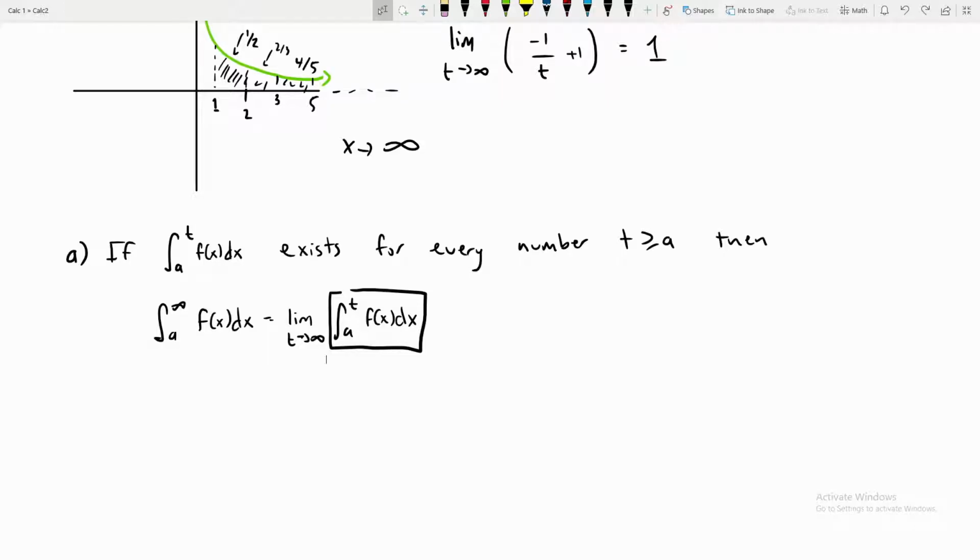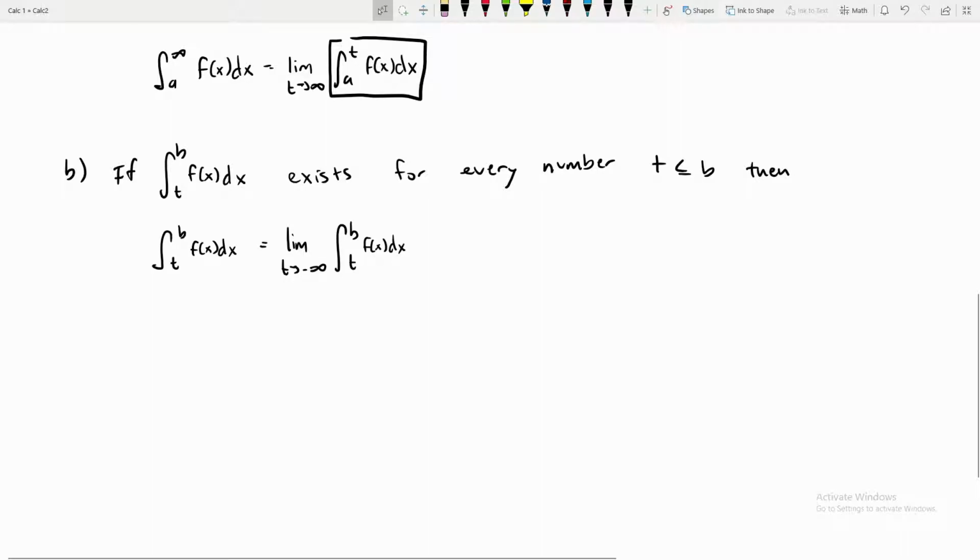If it doesn't exist, then we'll go over what that means and what it means if the limit does exist. But this holds provided that the limit of that integral exists. Now the second part of this type 1 category is basically the opposite.